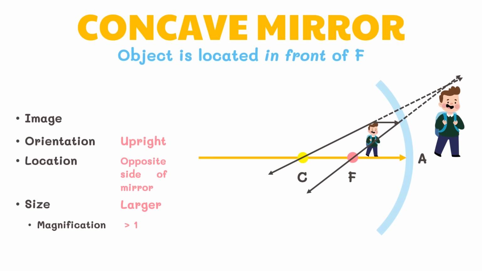For this reason, the image location can only be found by extending the reflected rays backwards beyond the mirror. The point of their intersection is the virtual image location. It would appear to any observer as though light from the object were diverging from this location.